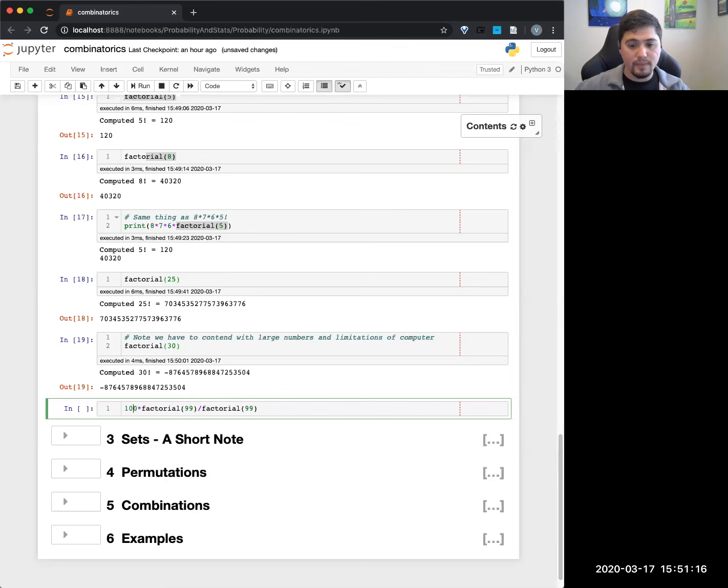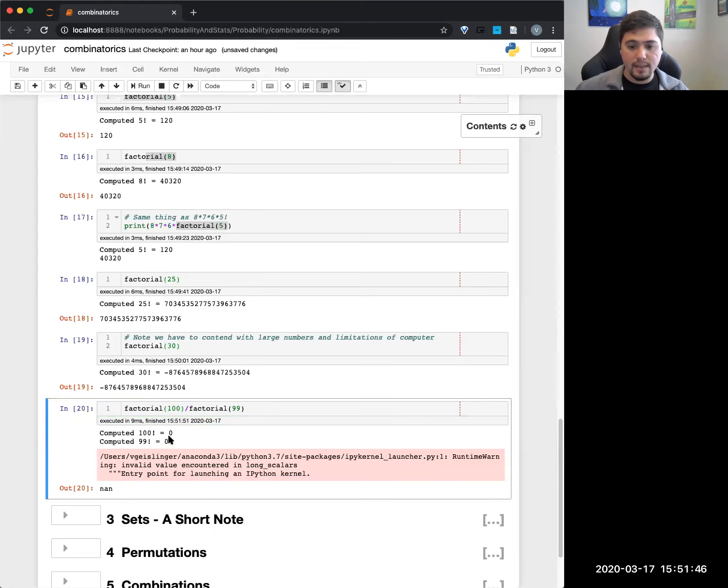So if I had it like this in mathematics, I can just use the properties of division to say I can get rid of factorial 99 divided by factorial 99, which should give me 1. And then this answer should just be 100, right? But if I try putting this in, just to prove my point, factorial 100, you can see it says a 0, which is clearly not true.